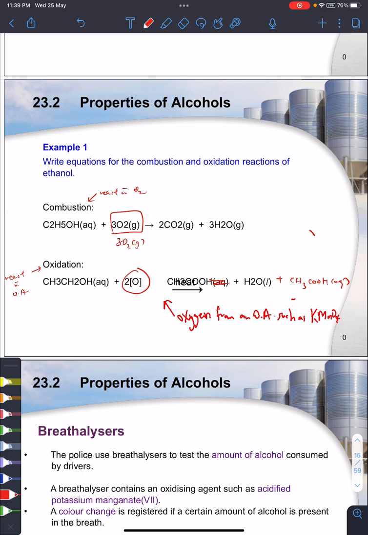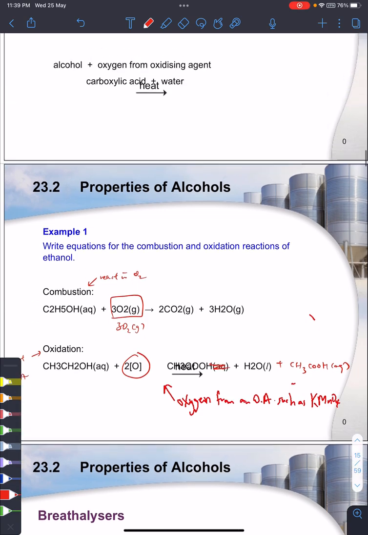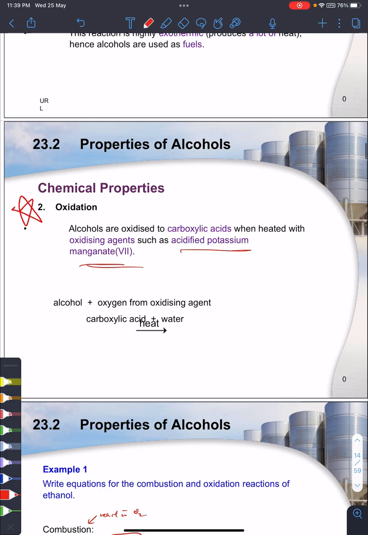In fact, you realize in this case, we expect to see that the purple KMnO4 solution, what will happen? Color change. Remember, it will decolorize, sorry. So it turns colorless. Which means this is a distinguishing test.